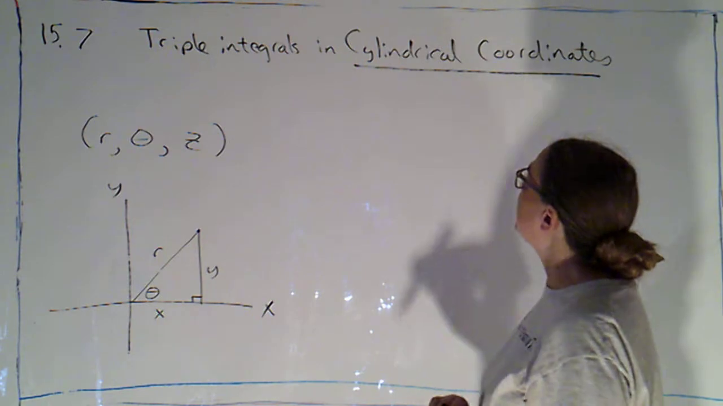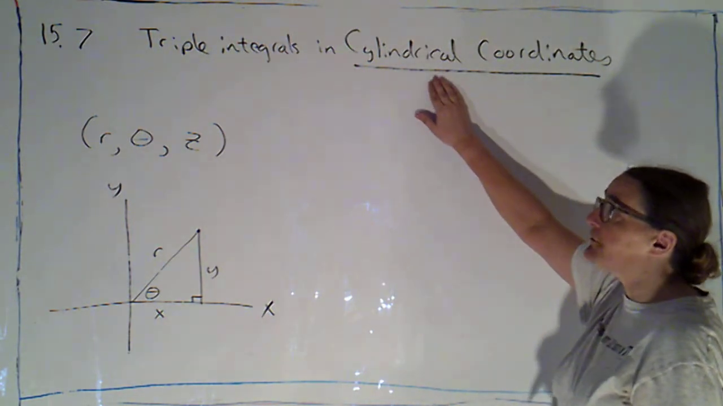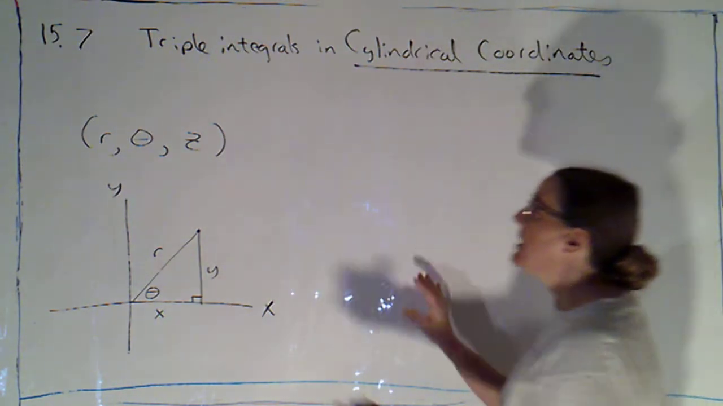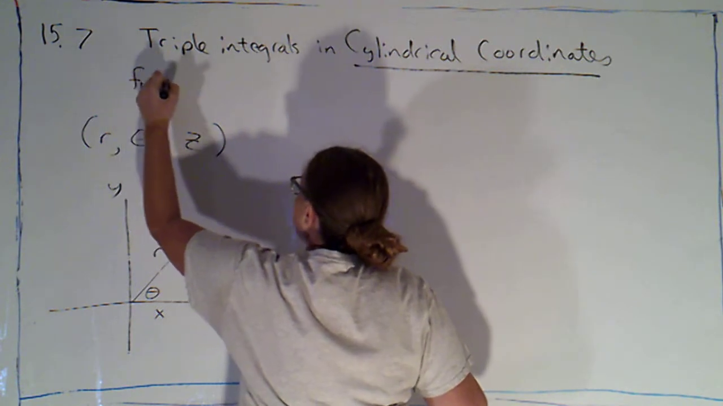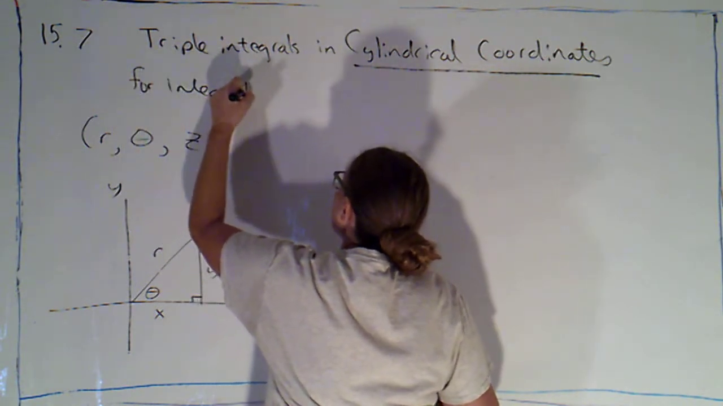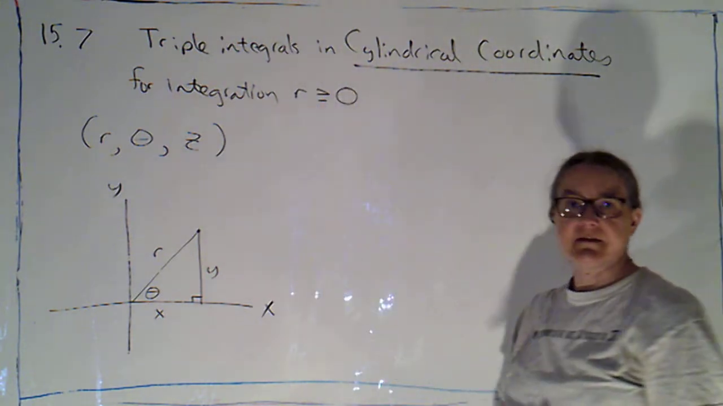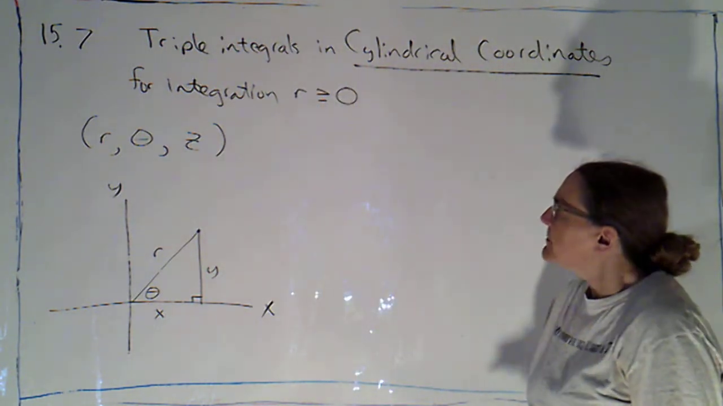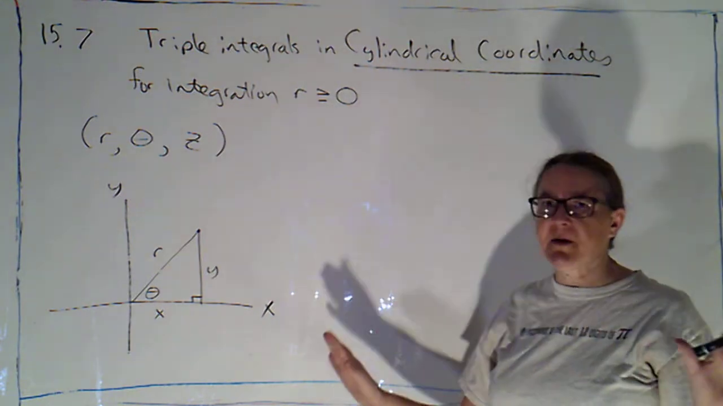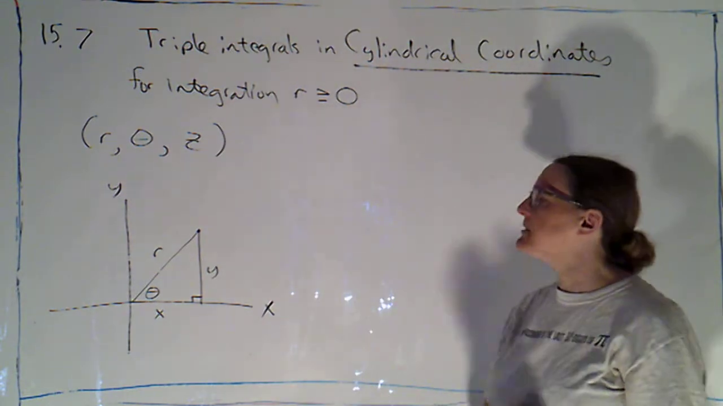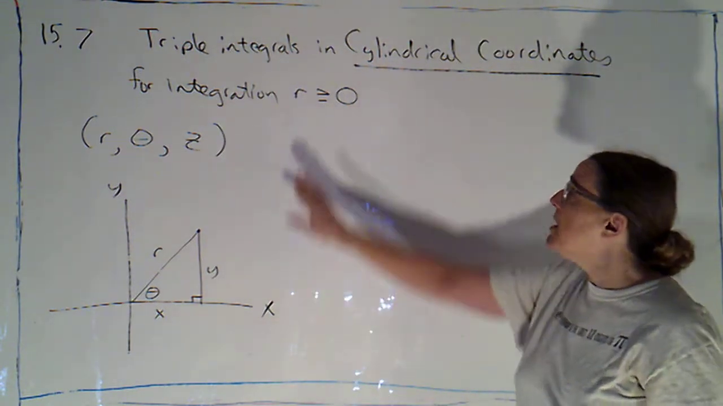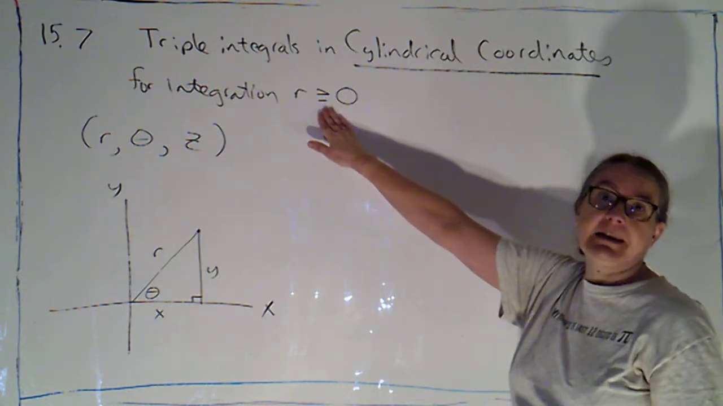We're only really going to be using cylindrical coordinates for integration. So for integration, we're going to restrict r to be bigger than or equal to 0. Some textbooks actually restrict r to be bigger than or equal to 0 all the time in cylindrical coordinates. Our book does not, but for the purposes of integration, we're going to need that.